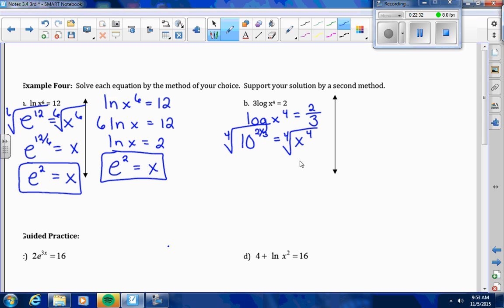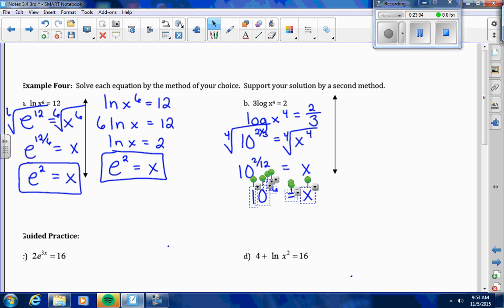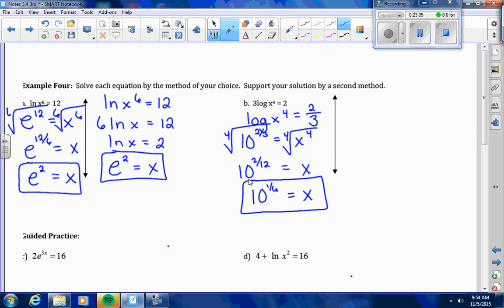Okay, so x equals 10 to the 2/3 over 4, which becomes what? 2/12. Good. Because the 4 goes on the denominator with the 3. 3 times 4 is 12, so that's 2/12, which reduces down to 1/6. So that's 10 to the 1/6 power. And that's our answer.